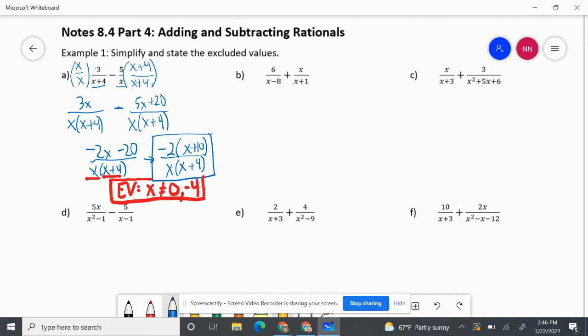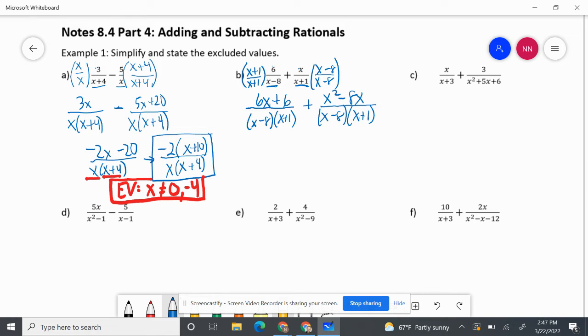Now for letter B, we're going to do the same thing. We see an x minus 8, we see an x plus 1. So the common denominator would be x minus 8 and x plus 1. For the first one, we multiply it by x plus 1. And for the second one, we multiply it by x minus 8. 6 times x is 6x. 6 times 1 is 6. X times x is x squared. X times 8 is negative 8x.